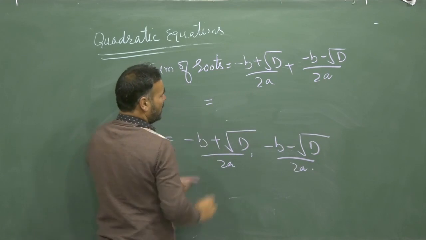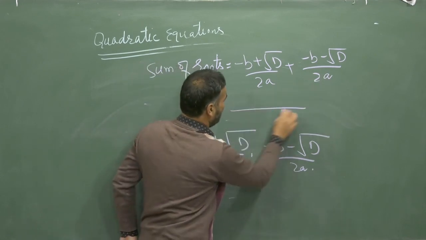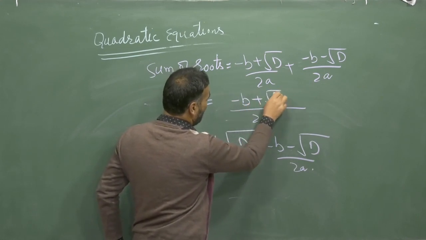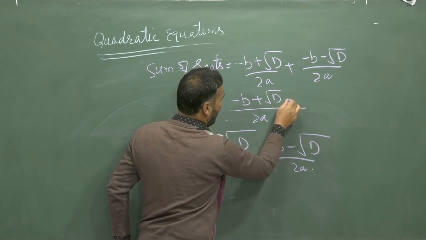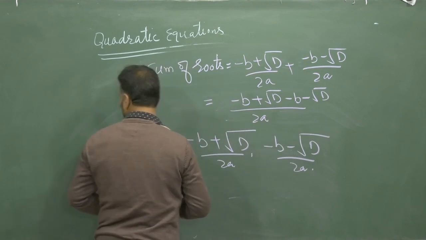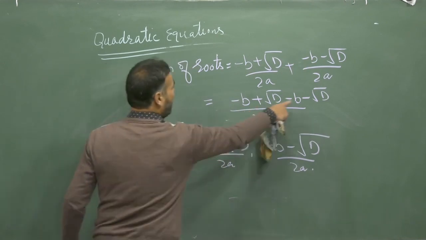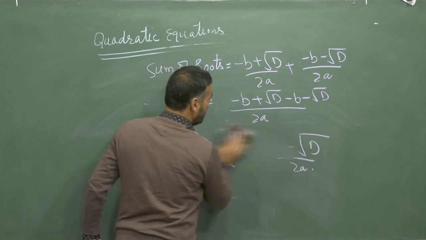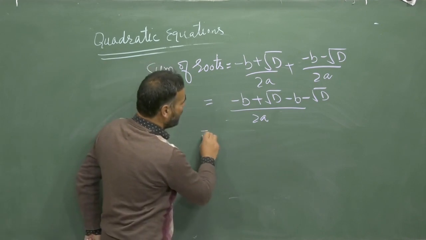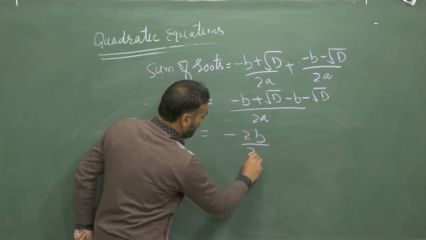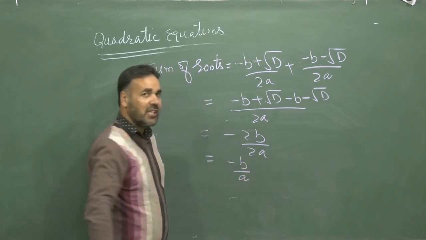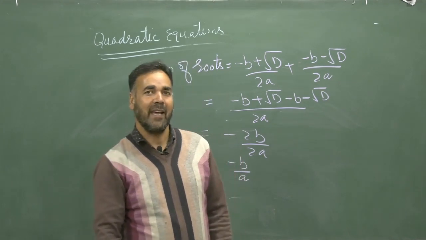Since the denominator is again the same, 2a, it is better to write minus b plus square root of d plus minus b minus square root of d. Plus square root of d and minus square root of d will get cancelled. So it is minus b and minus b, it will be minus 2b divided by 2a. 2 and 2 will get cancelled, so it is minus b by a. So the sum of the roots is minus b by a.